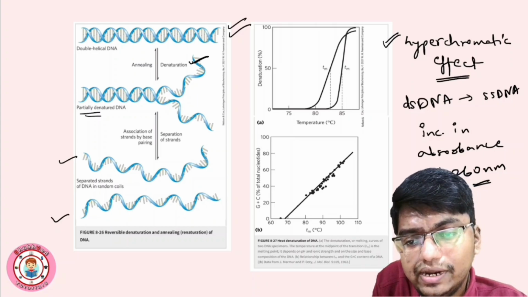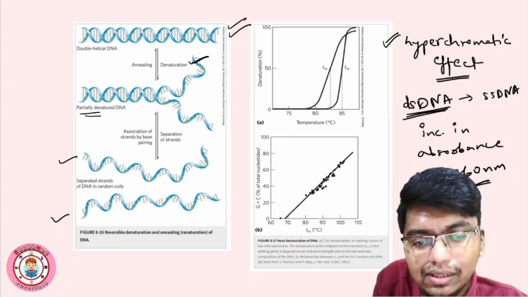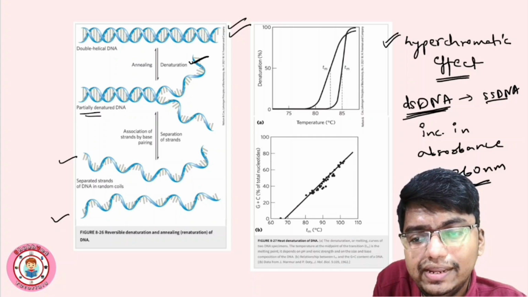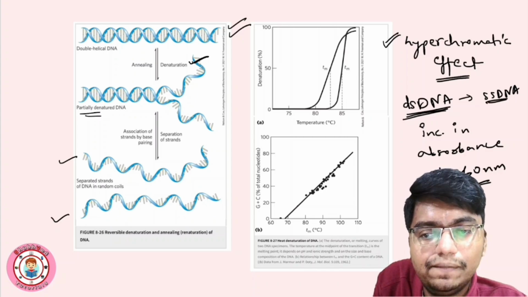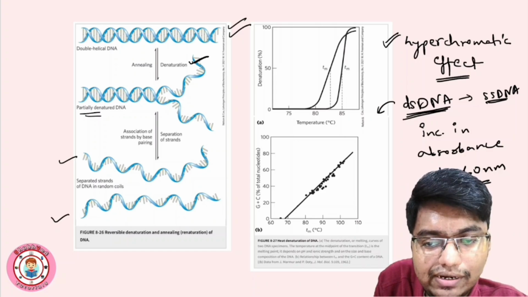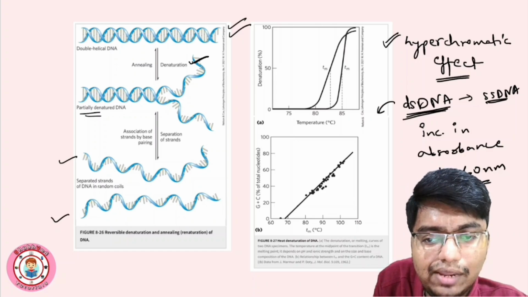Okay. Double strand DNA does not absorb light much. Single strand DNA absorbs light. So double strand DNA shows a hypochromic effect and single strand DNA shows a hyperchromic effect.